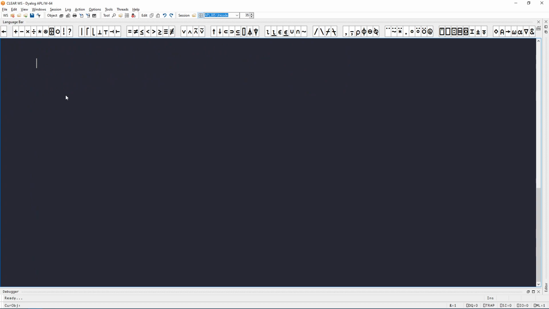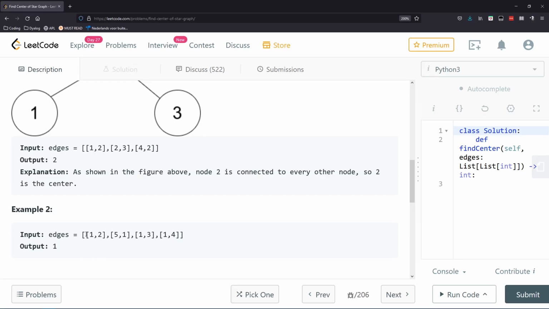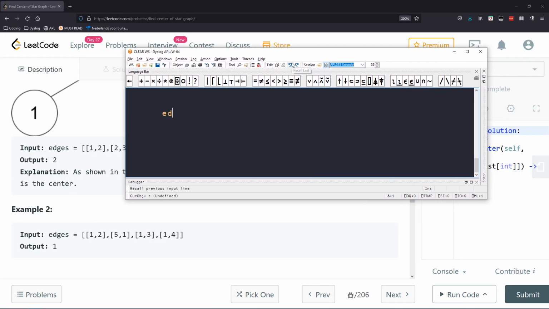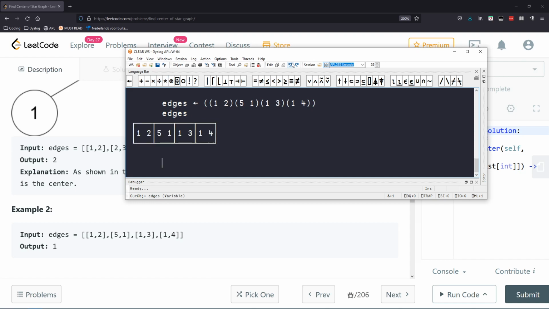And because the center of the graph is the only number that is repeated in any of the edges, we can just take a look at the first two edges and see what's the number that shows up twice. So let me define the edges. For this particular graph, let's assume that they are a nested vector. So let's say that they look like this, 1, 4. So these are the edges.